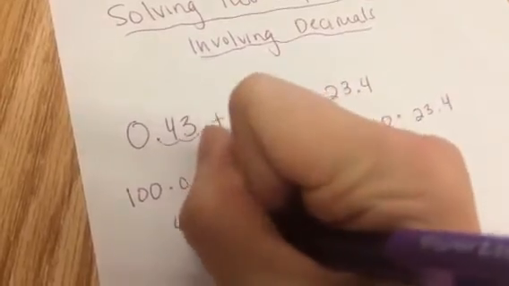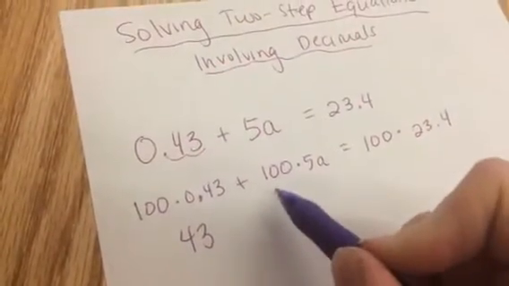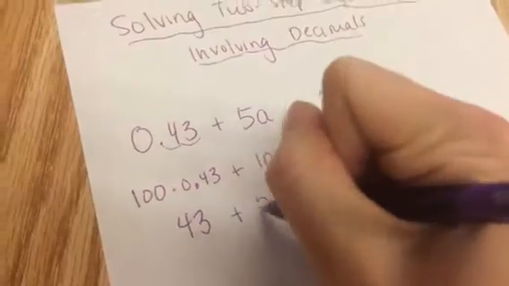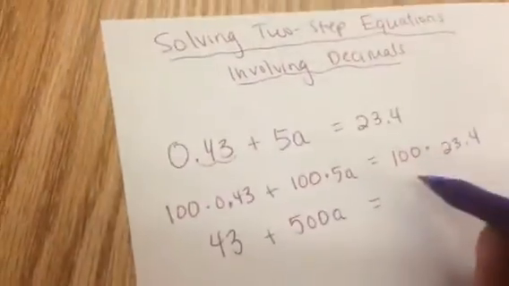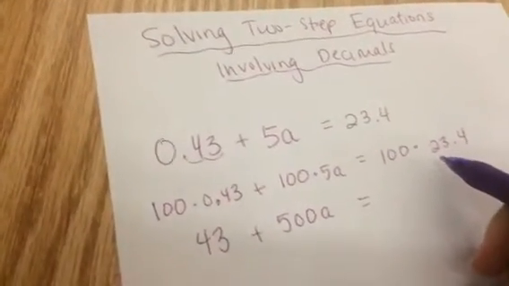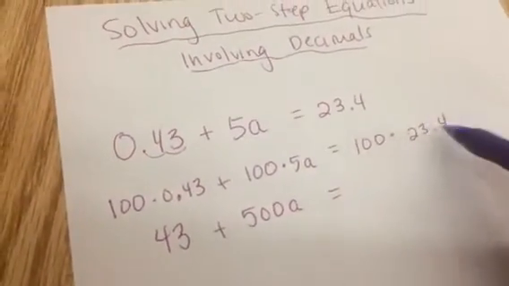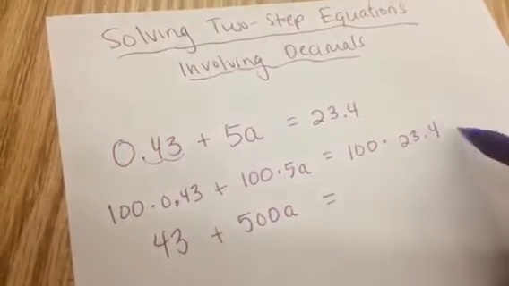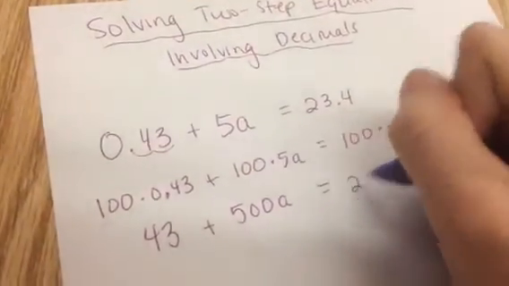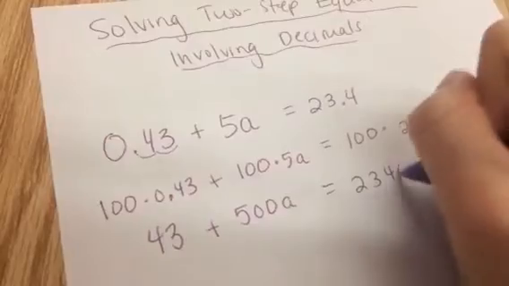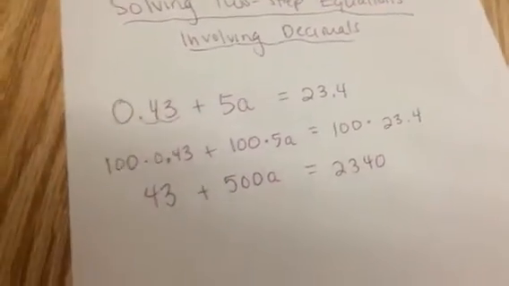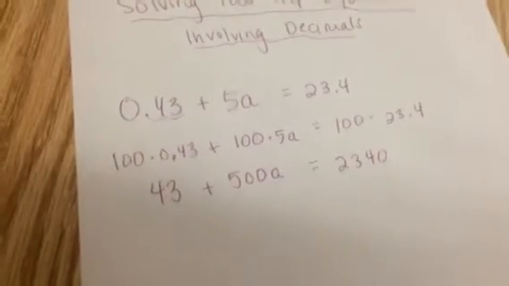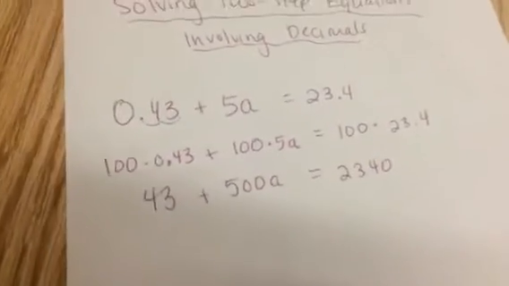Well, 100 times 0.43 is 43, plus 100 times 5a is 500a, equals 100 times 23.4, which would be, well, we have to move the decimal place twice, so it's going to be 2,340. Okay, now we have a two-step equation that has all whole numbers as coefficients. That's going to be a lot easier to solve.